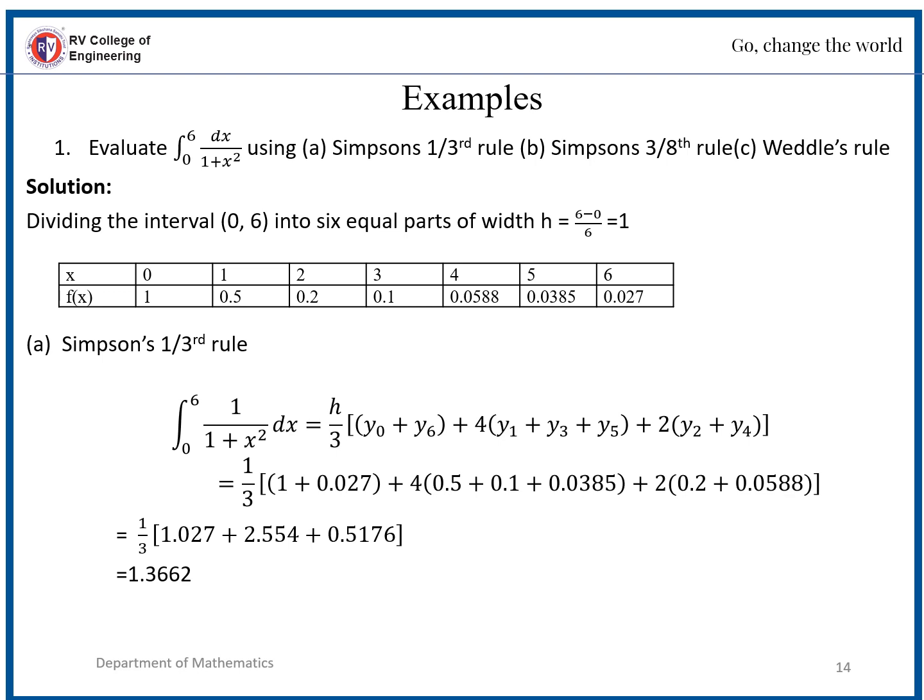So when you look at the tabulated values there, y0, the first value, is 1, the last value is 0.027. So 1 by 3 times 1 plus 0.027 plus 4 times, y1 is 0.5, y3 is 0.1 and y5 is 0.0385. Those are summed. We have added them together plus 2 times 0.2 plus 0.0588. So when you calculate this value, the value we get is 1.3662. So this is what we obtain by Simpson's 1/3 rule.